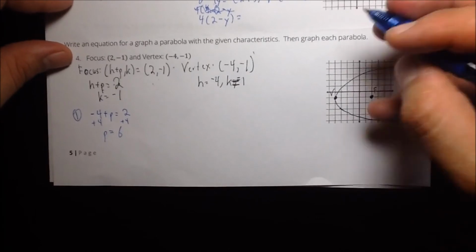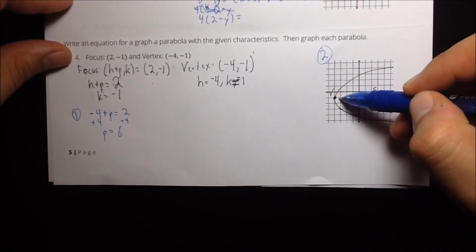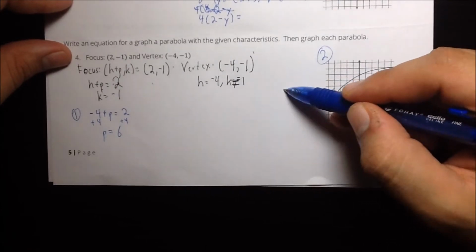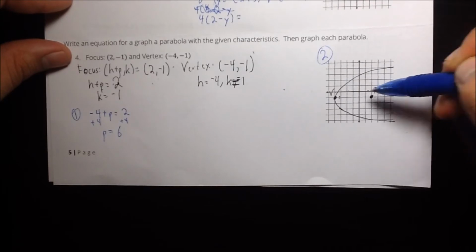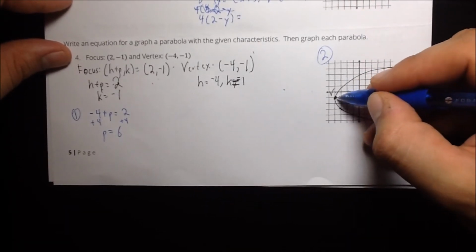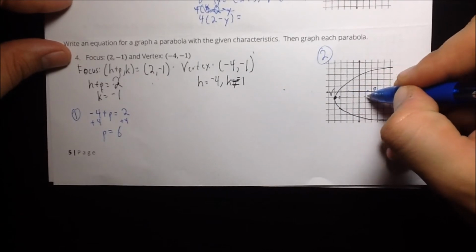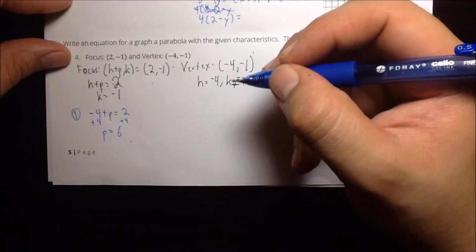The second way, of course, is you could just use the graph, right? Remember, p is the distance from the vertex to the focus and the directrix, right? It's the distance from the vertex to the focus. So if we've drawn it out, we can just count the distance. So let's see, 1, 2, 3, 4, 5, 6. So that matches this. So that also works. So p is equal to 6.